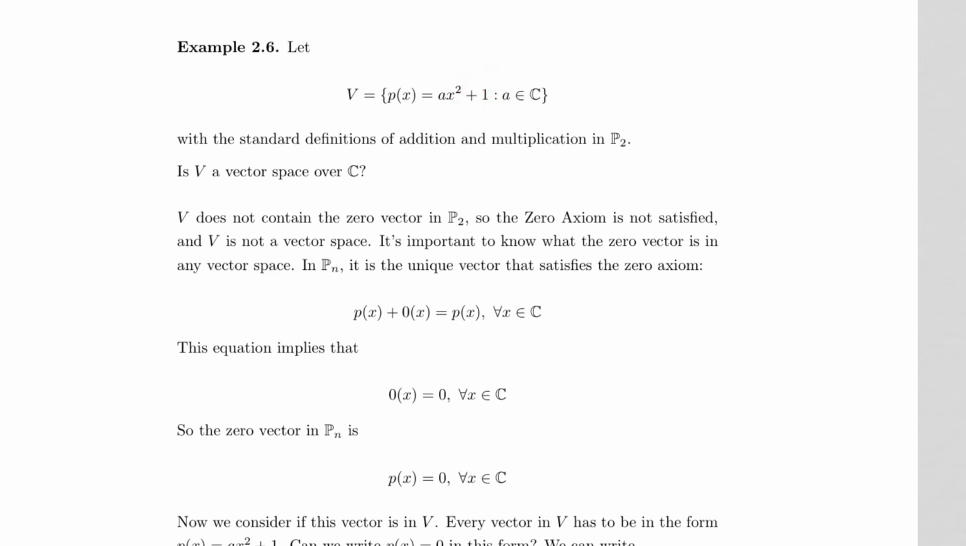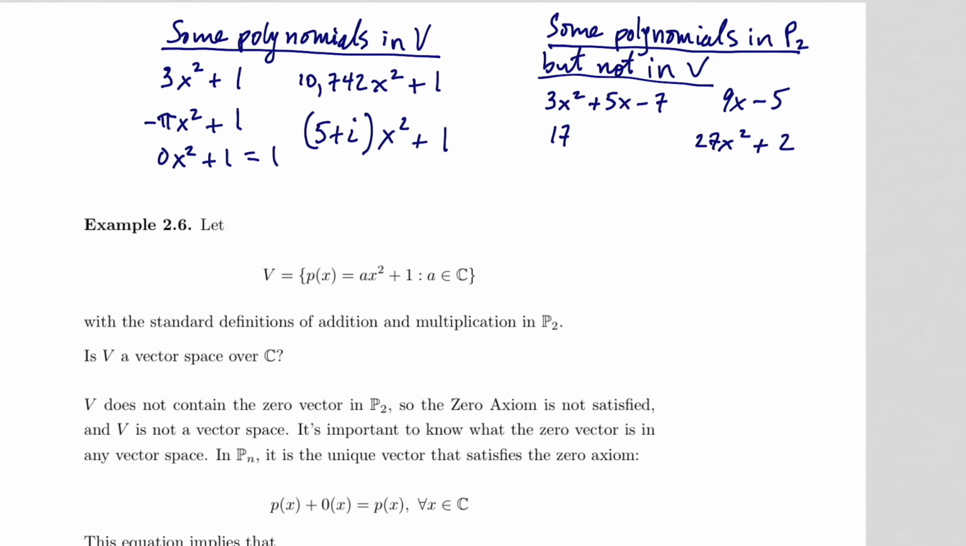To illustrate V a little bit, we can think about some examples of polynomials in V. So 3x squared plus 1, it's a number times x squared plus 1. Minus pi x squared plus 1. 0x squared plus 1, which we could write as just the number 1. So 1 is actually in V because it can be written as a number times x squared plus 1. 10,742x squared plus 1, (5 plus i) times x squared plus 1. Because remember, these coefficients, the a, can be complex.